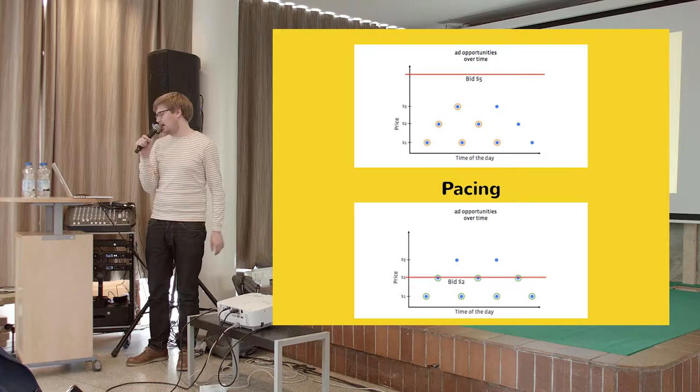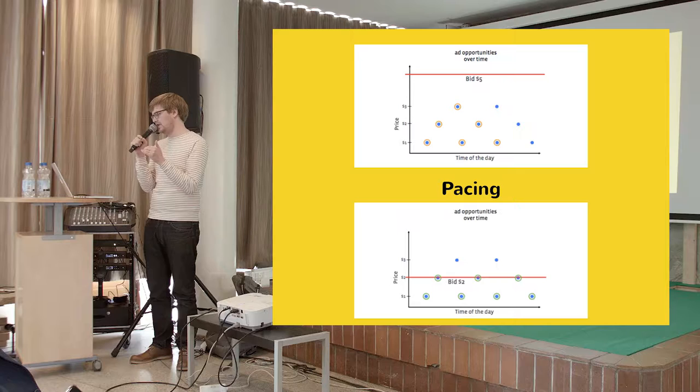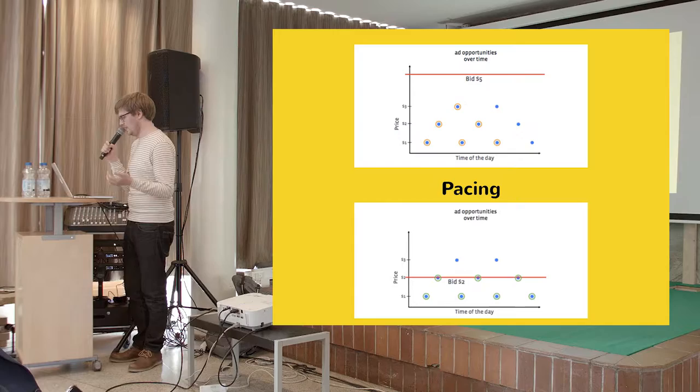So what Facebook is doing is they provide a feature called pacing, which predicts how the budget is going to last, and if the bid is too high, so that it's going to run out of the budget too soon, then it's going to decrease the bid.